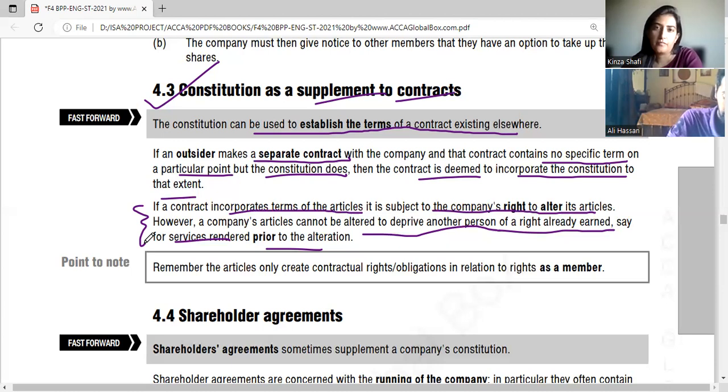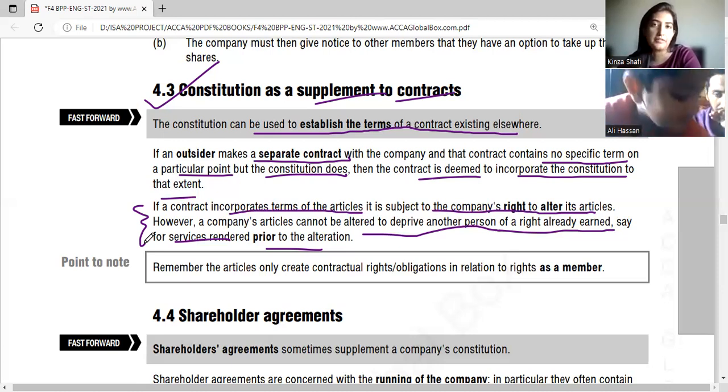Ma'am, actually they are saying, suppose I took a job with you and you told me that if I leave the job I have to inform you a month before. Later, after I have signed the agreement and everything is done, you say no, you have to tell me 2 months before. Whatever I have already earned, that right that only 1 month is required, you are changing it, so it cannot be done. The alteration you can do prior, not later. Exactly, because the constitution is considered as the contract.